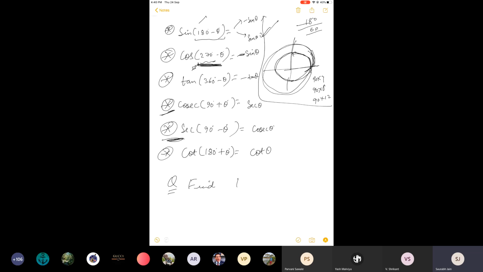Okay, so I have a question for you. Find the value of. Observe the pattern and then you can see how many angles are there. This is the question. You have to find the sum: cos 1 degree plus cos 2 degree plus cos 3 degree up to cos 179 degree.